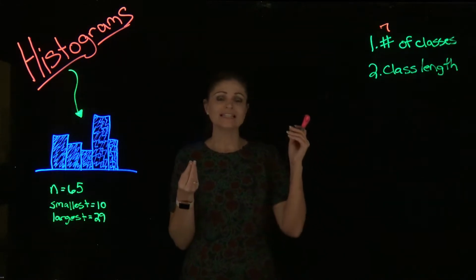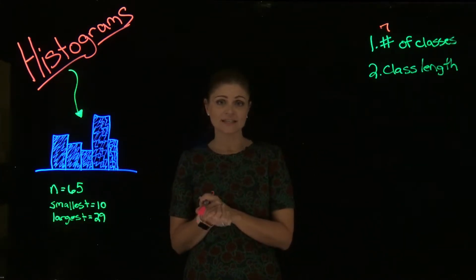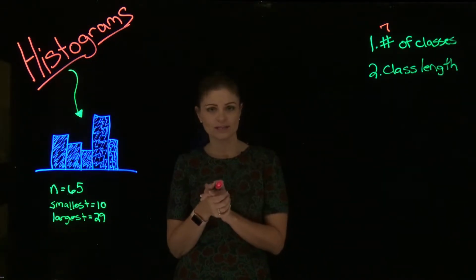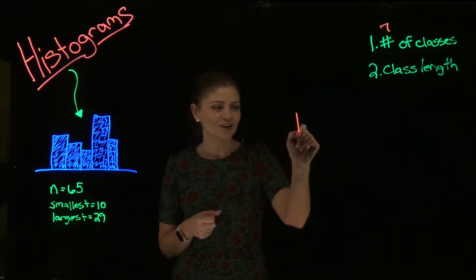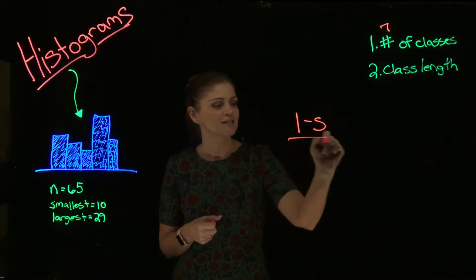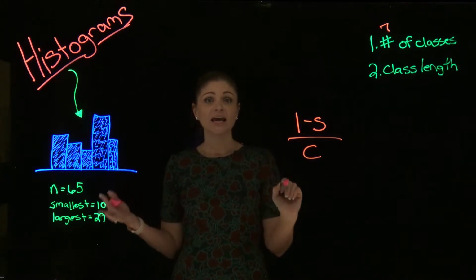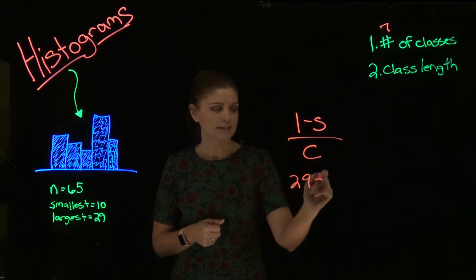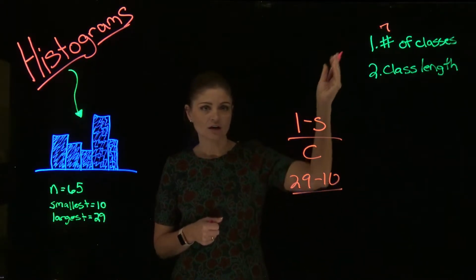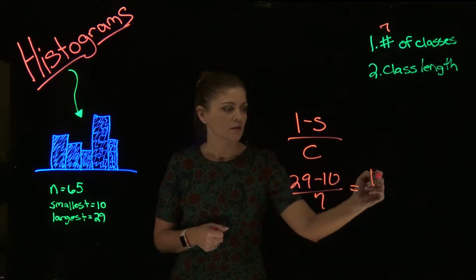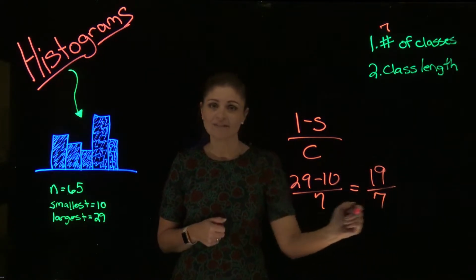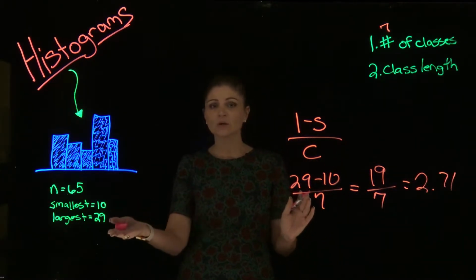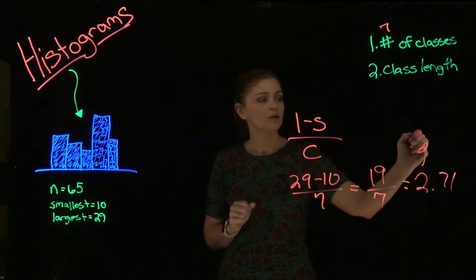Now that we know we'll need 7 classes for our sample size of 65, we now need to determine the class length, or how long those classes are going to be. To do that, we're going to take our largest number minus our smallest number, divided by our number of classes. In this case, our largest number is 29, our smallest number is 10, and our classes are 7. So 19 divided by 7 will give us 2.71. Because we're dealing with whole numbers, we're going to round that up to 3.